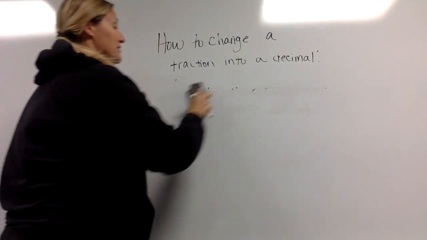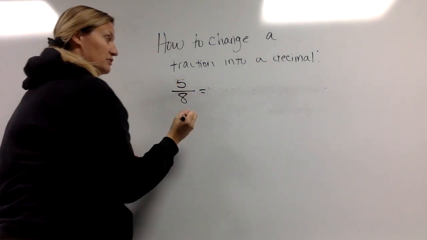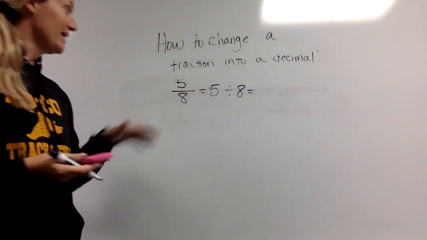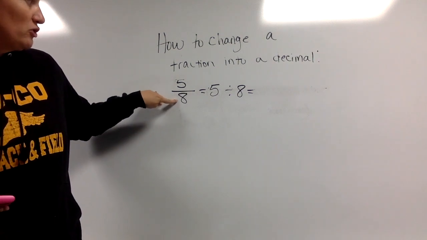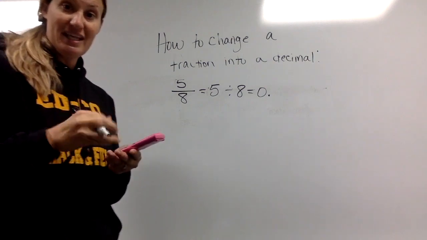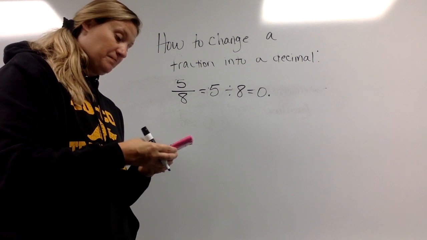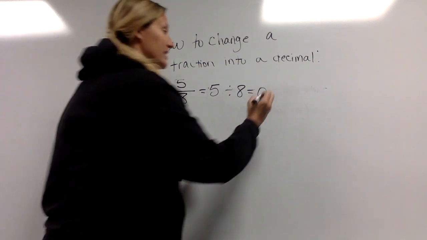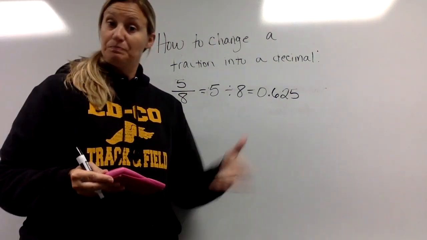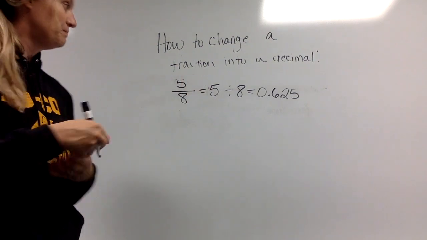Try one that's maybe not as familiar. 5/8. So to do this, I'm going to take 5 divided by 8. Now, the fact that the numerator is smaller than the denominator already tells me this is going to be 0 point something. This number is less than 1. 5/8 is less than 1 whole. So if I take 5 divided by 8, I get 0.625. So that would be that equivalent decimal, which is terminating, and we talked about how terminating decimals can be written as a fraction. Let's try another one.